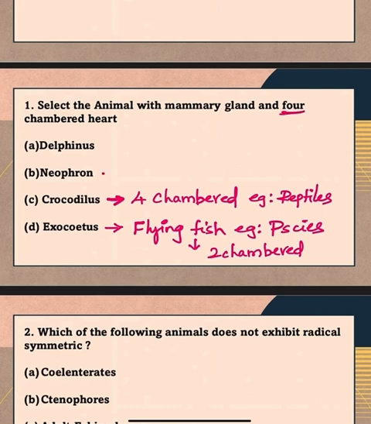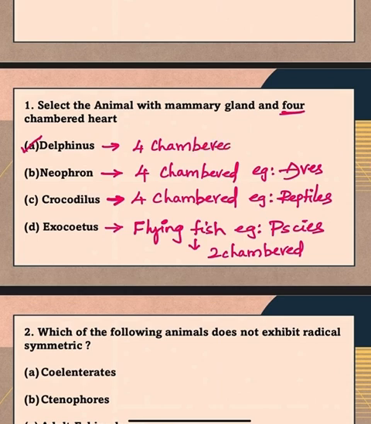Neophron is nothing but your vulture. This is having a 4-chambered heart, and it comes under that example, an example for Aves. Right. And now the answer is A. This is a mammal and has a 4-chambered heart. Got it, children? So now A is the answer.